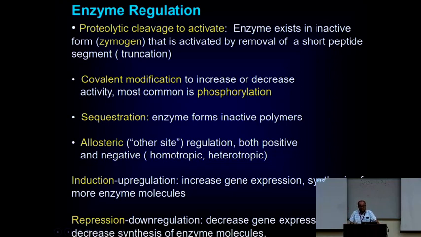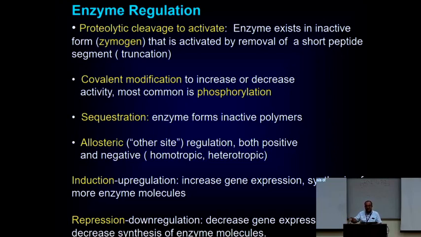So I want you to think about taking an enzyme and modifying the R groups of the amino acids in that enzyme. What are the R groups that you can add phosphate to? Good. The hydroxyl groups: serine can become phosphoserine, threonine can become phosphothreonine, or tyrosine can become phosphotyrosine.